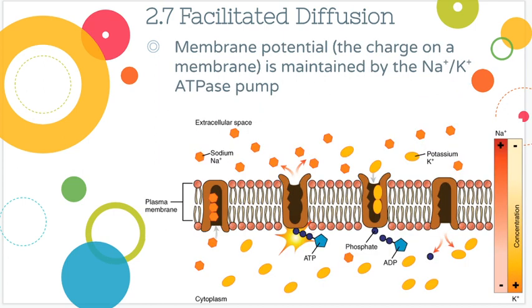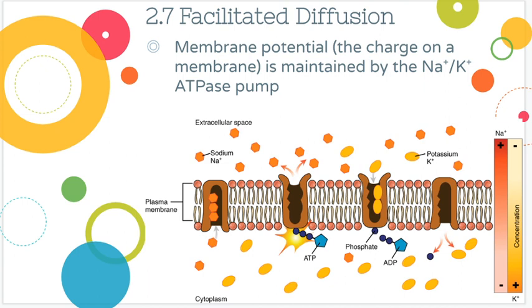And so one of the things that you need to be familiar with is the membrane potential of a cell, which is basically a charge on a membrane. So for example, your neurons. Neurons have a membrane potential. And that membrane potential is maintained by the sodium-potassium pump, right? Like you've probably been taught about the sodium-potassium pump, how for every 3 sodiums that come in, 2 potassiums come out.